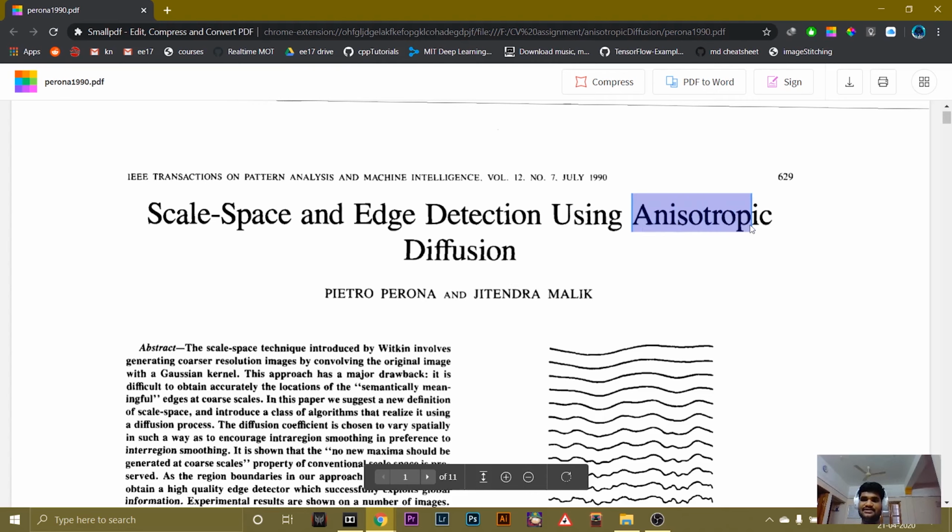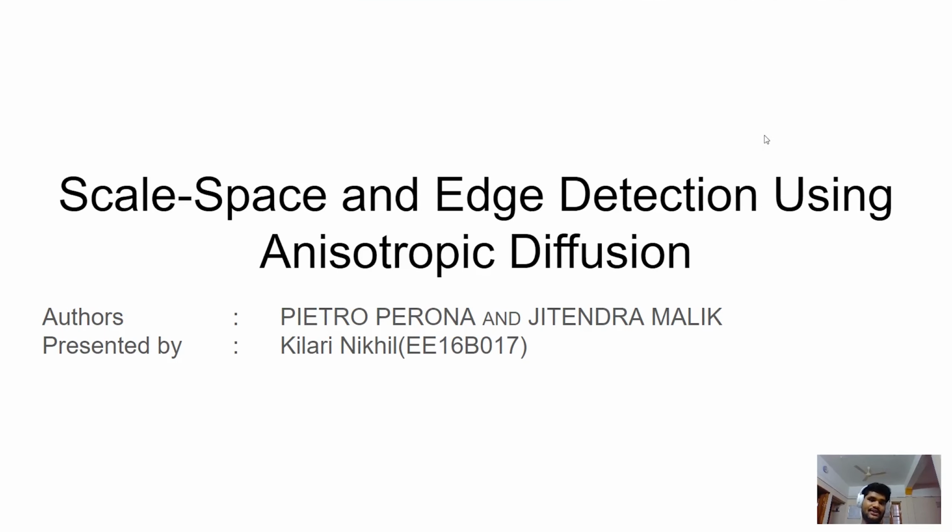Anisotropic diffusion means we blur the image anisotropically. Isotropic means equally dispersed in all the directions. But anisotropic diffusion here means we blur the image only inside its regions, within the objects, and we don't blur at the edges of the objects. So this makes edge detection much easier and the final image looks feasible. So we'll be discussing scale, space and edge detection using anisotropic diffusion.